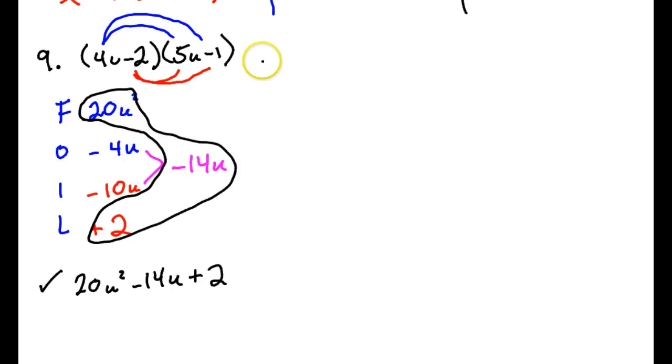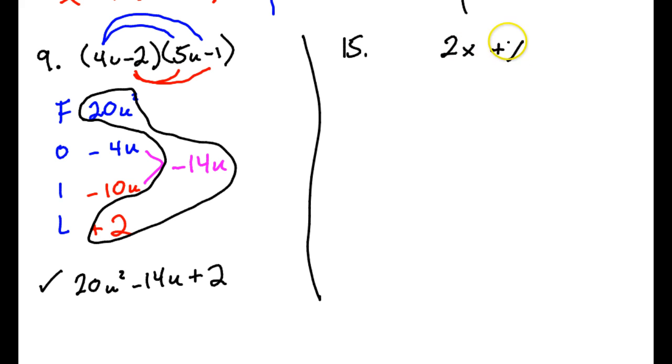Okay. You just do one more. Take a look. Let's do 15. So this one I'm going to use the box. So it doesn't matter what's on top, what's on the side. So we have 2x plus y, 4x minus 3y.